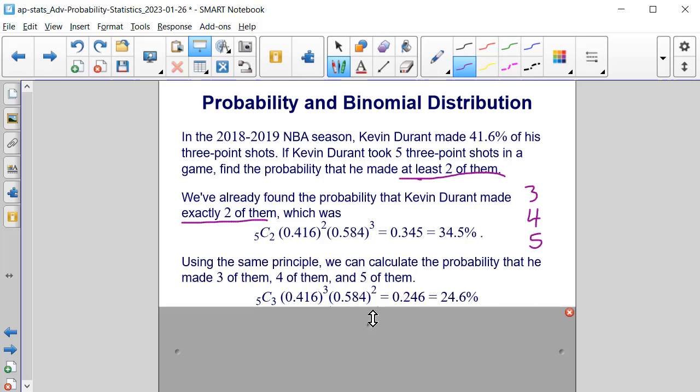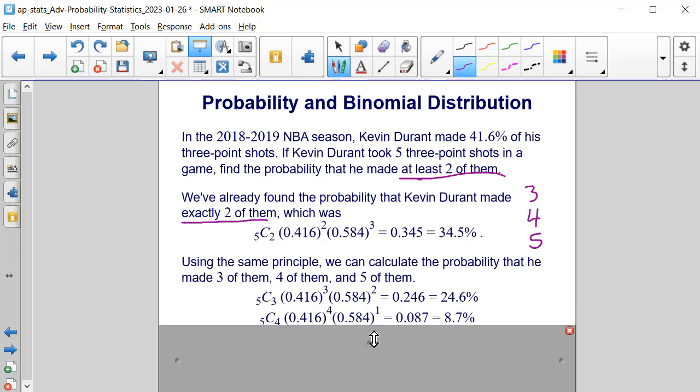We can use the same principle for figuring out the probability that he made 4 three-point shots. So again, we're doing the combination of 5 shots, making 4 of them, times the probability that he makes the three-point shot to the fourth power, times 1 minus that probability raised to the first power. And when we evaluate this in a calculator, it's only 0.087, or 8.7%.